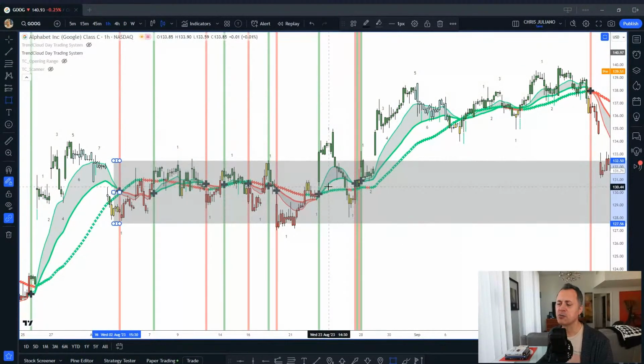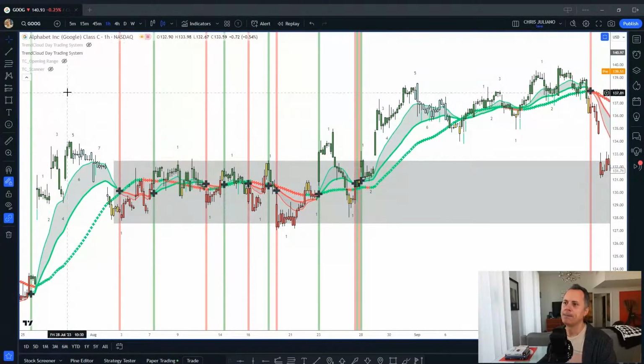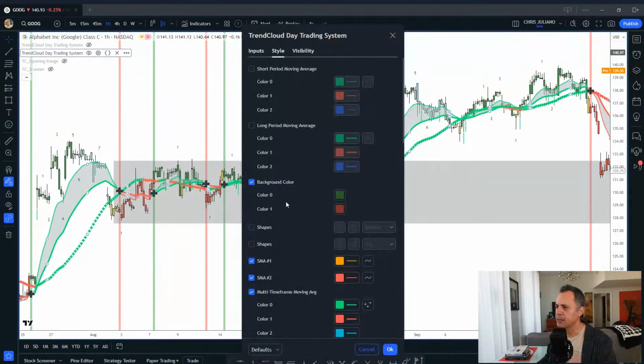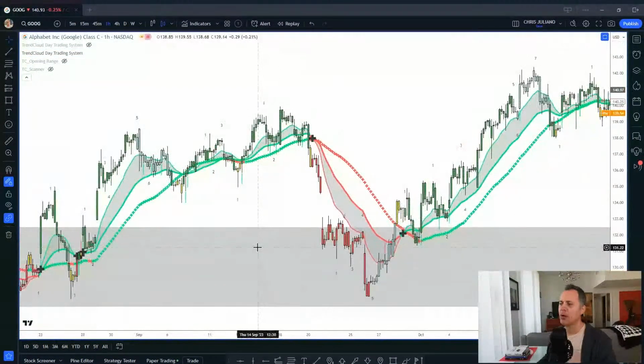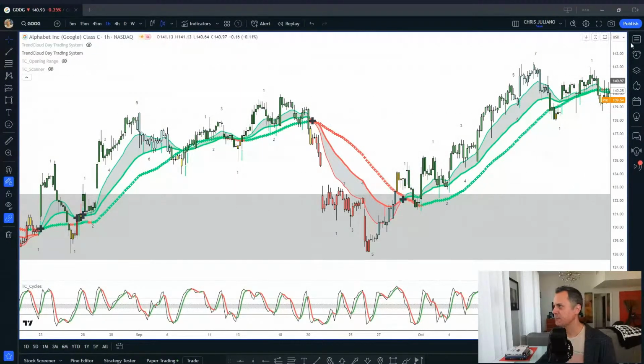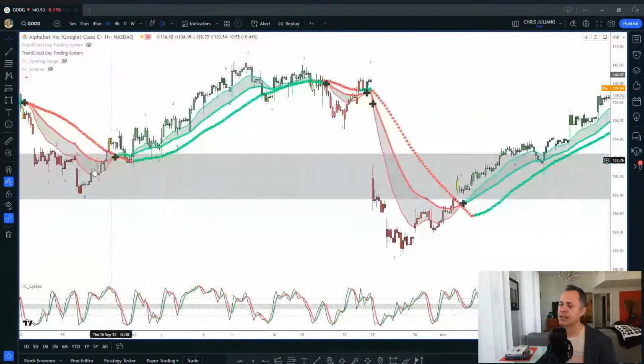You want to use TrendCloud on one time frame first and get used to the signals. That's the first stage, okay? The second stage is to purchase the intermediate class, and that is the entire TrendCloud system itself. All right, the entire system itself.